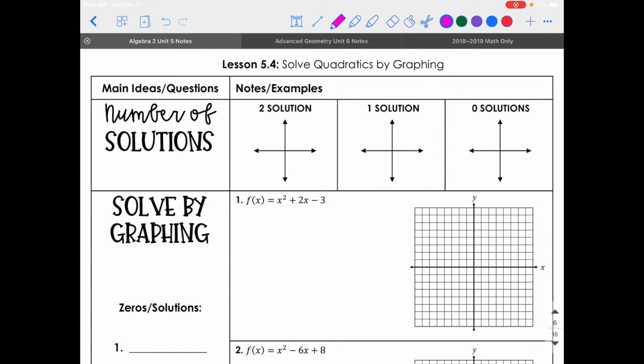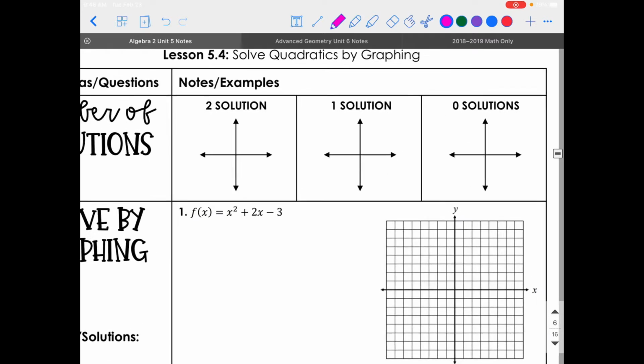Hey guys, in this video we're doing lesson 5.4, which is on solving quadratics by graphing. Almost the entire rest of this unit is going to be finding the solutions, which, if you remember back to the last lesson, was another term for x-intercepts. So we're really going to be looking for x-intercepts a lot in this unit, and I'm going to show you a few different methods.